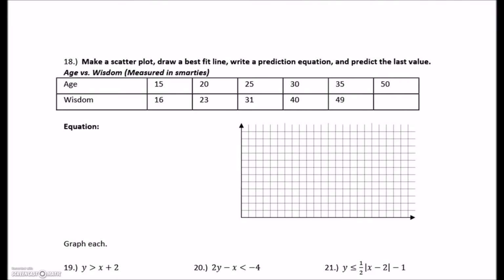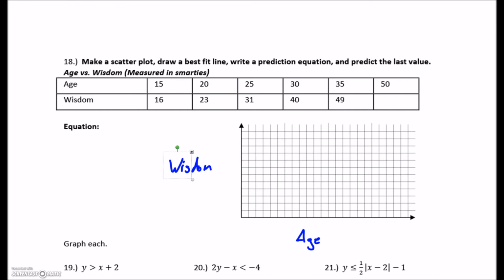For this one, I need to draw a scatter plot, draw a line of best fit, and then do a prediction equation, and then predict the value of 50. For the equation, I'll be able to use a linear regression, and I'll show that in a moment. But the first thing we need to do is label this. I'm going to put age down here, and I'm going to put wisdom over here.